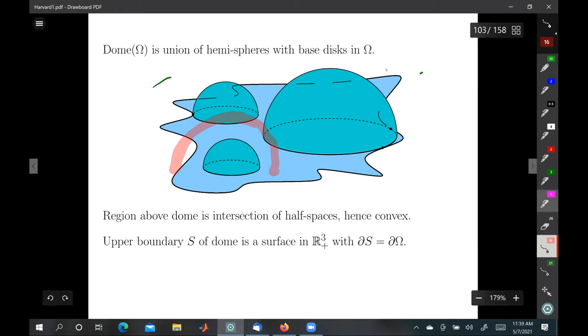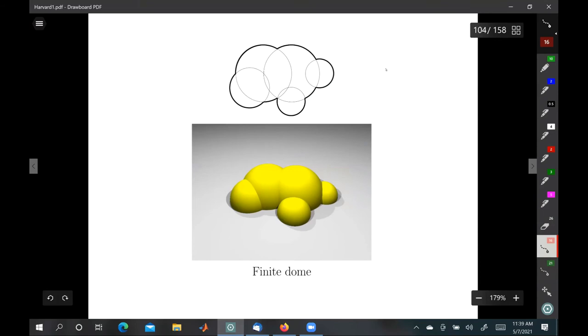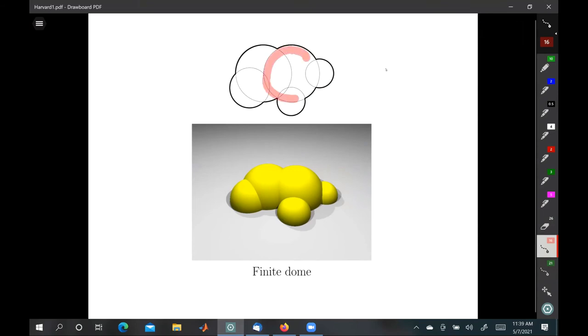And so if I take all the disks which are in this picture, and I take all the hemispheres over them, what I get is a sort of mountain range whose base is the domain. It's called the dome of the domain, okay? And I can actually draw this on a computer. For example, the easiest case is when the base domain is just a finite union of disks. And then the dome is just a finite union of hemispheres. So it looks sort of like this.